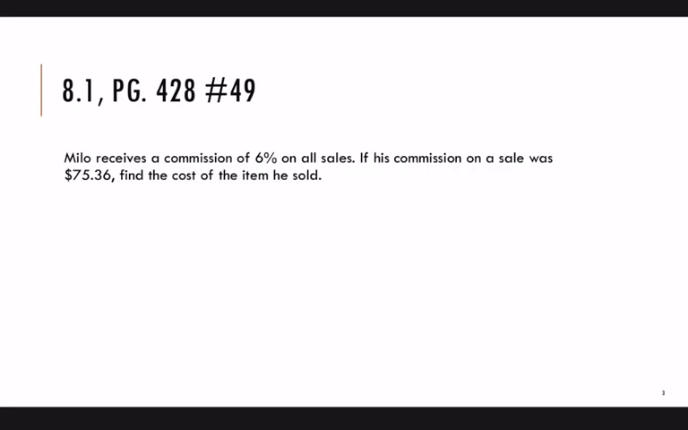Alright, a second problem, sales commission. Milo receives a commission of 6% on all sales. If his commission on a sale was $75.36, find the cost of the item he sold. Okay, so if we do a proportion, we know the percent, 6%, 6 out of 100. We also know the commission. The commission is the 6%, so that's the top number in the proportion. And then the bottom number, this would be the total that matches 100%. That's the cost of the item.